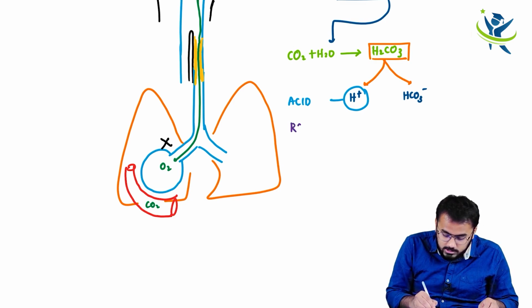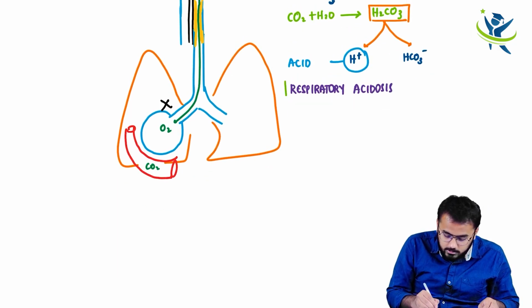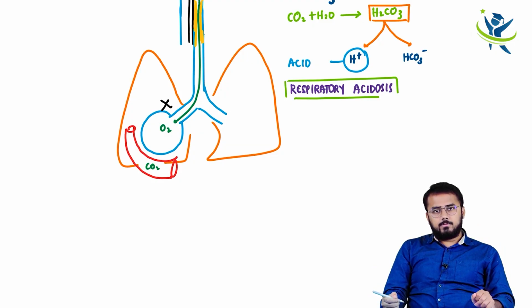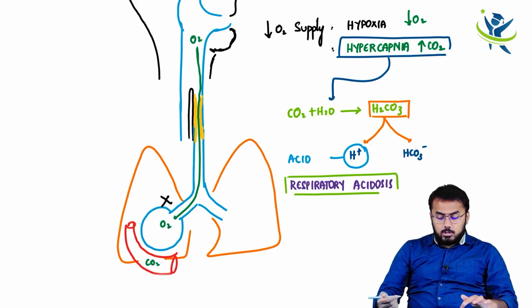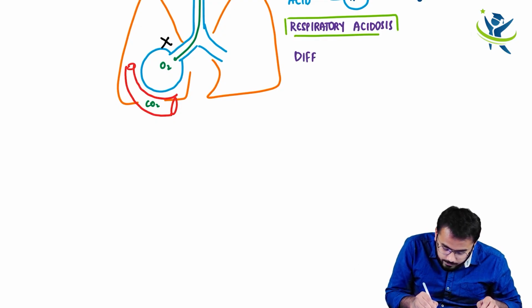What type of acidosis? Respiratory acidosis. So this is all what you need to know, guys, how the patient is going to have respiratory acidosis. Clear? Second important thing is, can the patient breathe freely? No, the patient cannot breathe freely. So the patient is also going to have difficulty breathing.